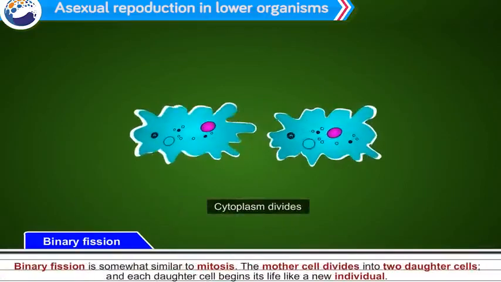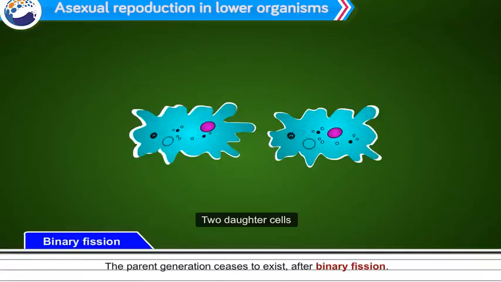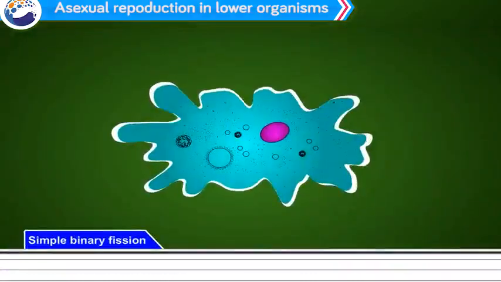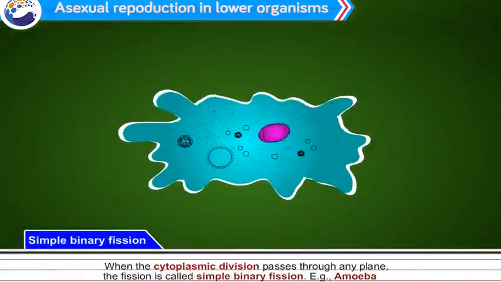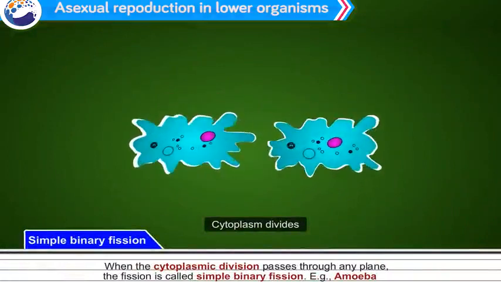Binary fission is somewhat similar to mitosis. The mother cell divides into two daughter cells, and each daughter cell begins its life like a new individual. The parent generation ceases to exist after binary fission. Amoeba is a very good example of the organism which reproduces by binary fission. Simple binary fission. When the cytoplasmic division passes through any plane, the fission is called simple binary fission. Example, amoeba.